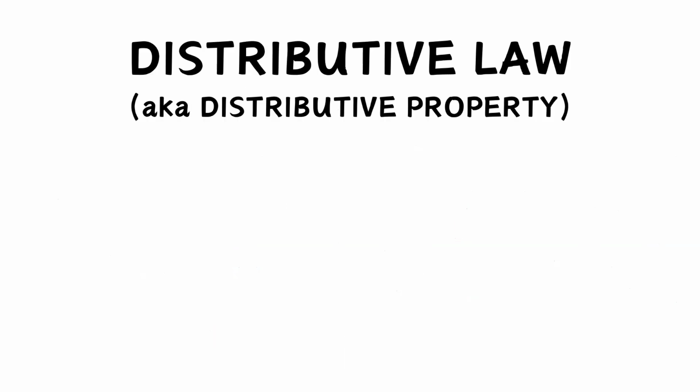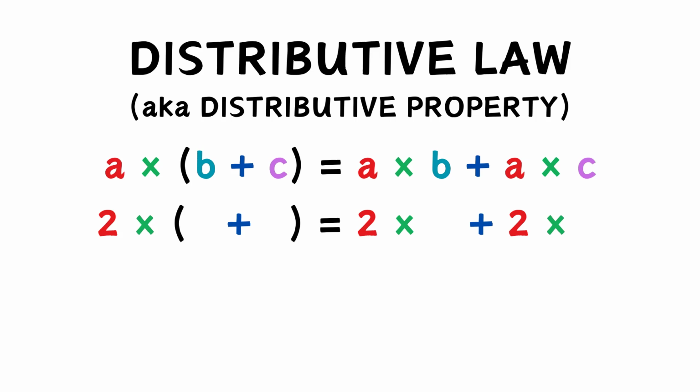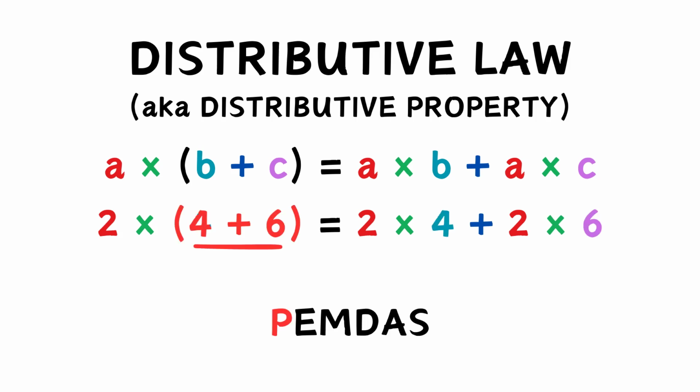Our last law is the distributive law. The distributive law states that A times B plus C in parentheses equals A times B plus A times C. Let's jump straight into an example and see the distributive law in action. So let's let A equal 2, B equal 4, and C equal 6. The first thing we need to solve is the parentheses. 4 plus 6 is 10. So let's put that in.